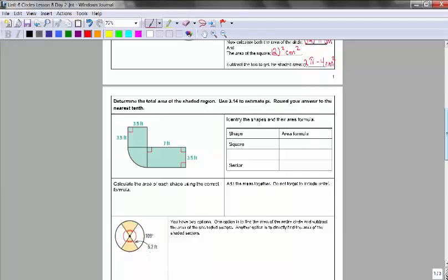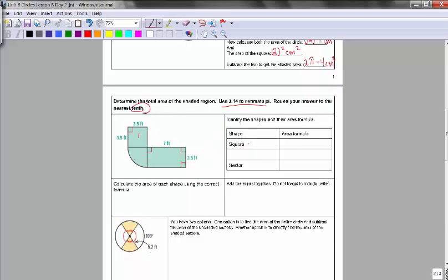This one's fairly scaffolded. We'll go through this one together and maybe one of the circle problems, and then you could do the other couple on your own. All right, so what we want to do here is to use our estimate for pi, and we're going to round to the nearest tenth. So the first thing is to identify the different shapes.